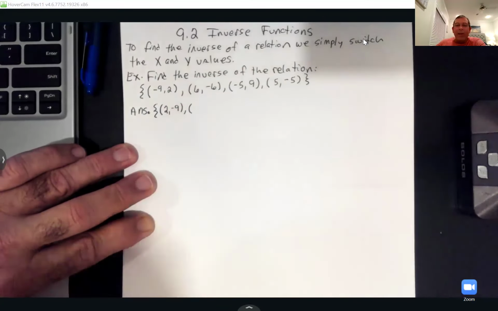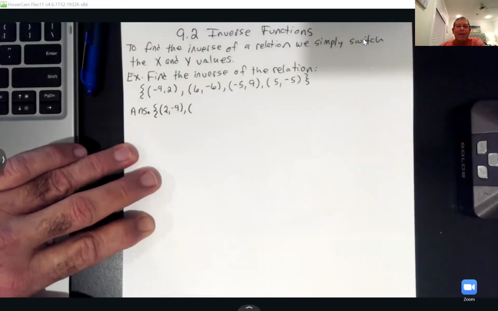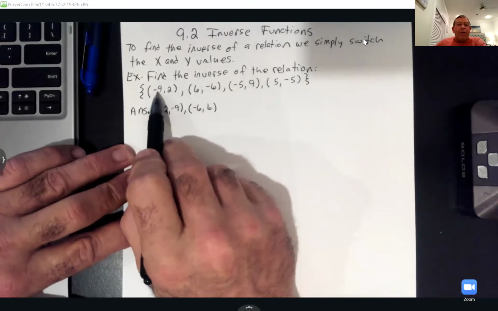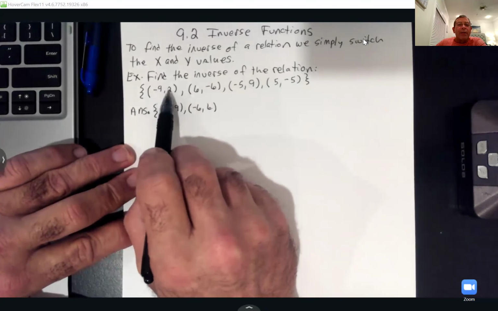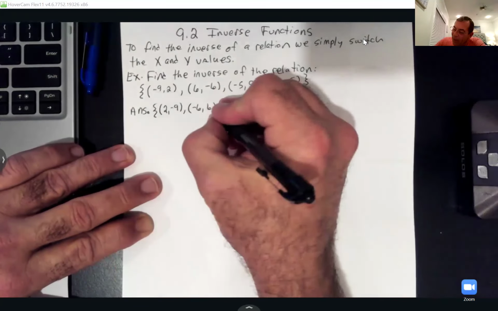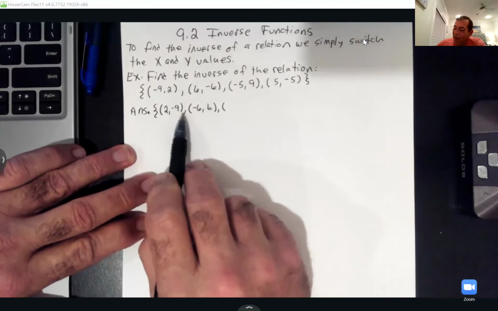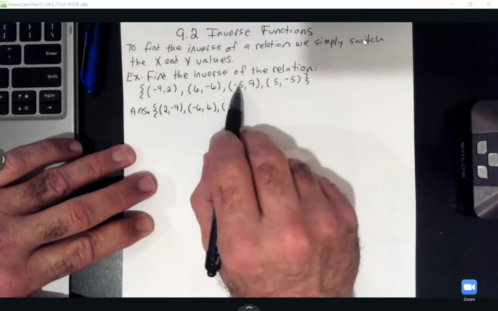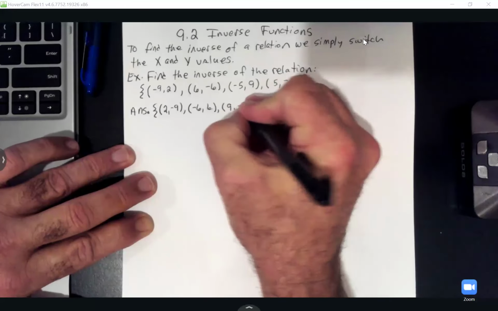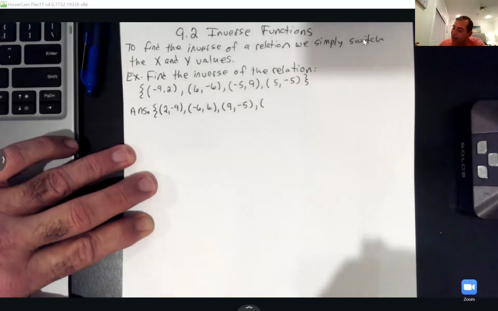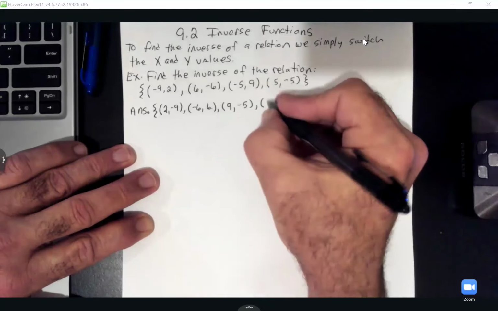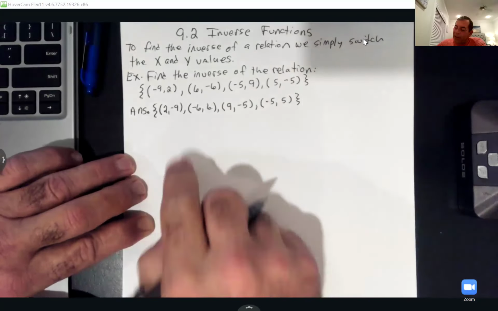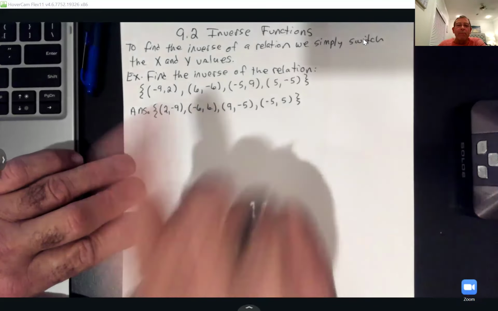All right, your next point. (-6, 6). There you go. Because remember, these are all in the form of an x and a y, since they're ordered pairs. And all you are doing is flipping them. Okay, keep me going. And y'all in math, make sure you put these commas in between them, okay? So (9, -5), and then finally, (-5, 5). Yep. All right, so if they give you ordered pairs, flip them, be done.